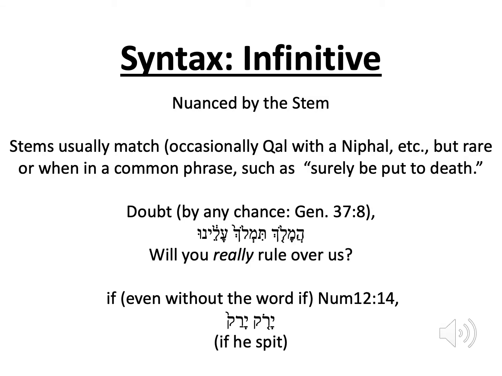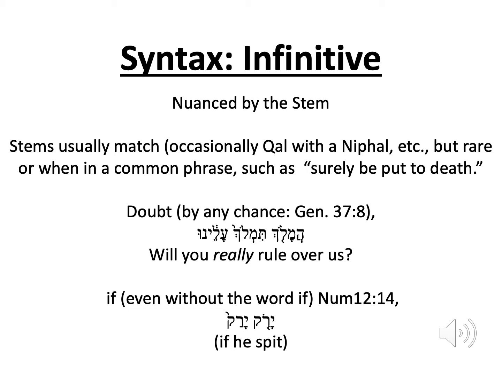The actual translation of the infinitive absolute may be nuanced by the stem in which it is found. The different stems have different usages, which I'm not going to get into, since those can be found in your reading, and since we talked about those quite a bit in elementary Hebrew. However, it is important to recognize that the infinitive absolute is most often found in the same stem as the verb. However, there are a couple cases where the qal will be used, for instance with the niphal, but this is very rare. It is almost never found where we have a niphal and a piel or a piel and a pual.